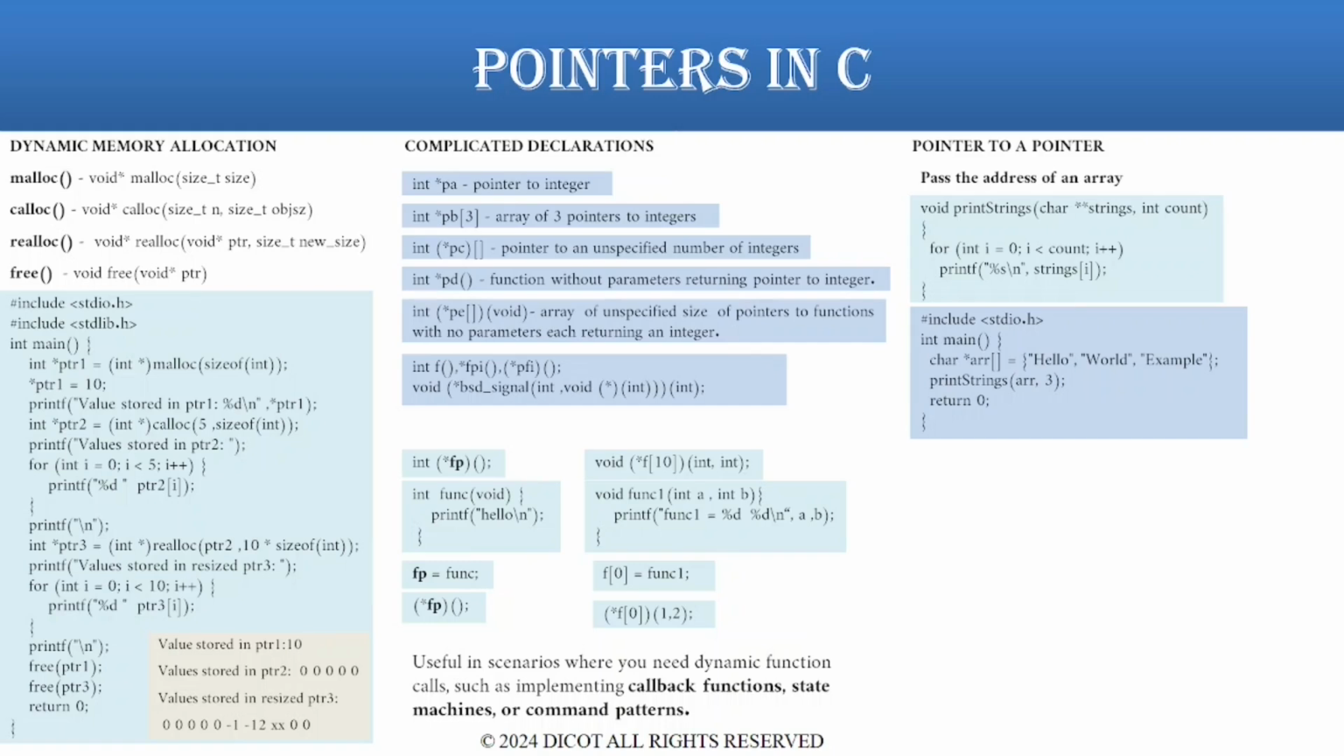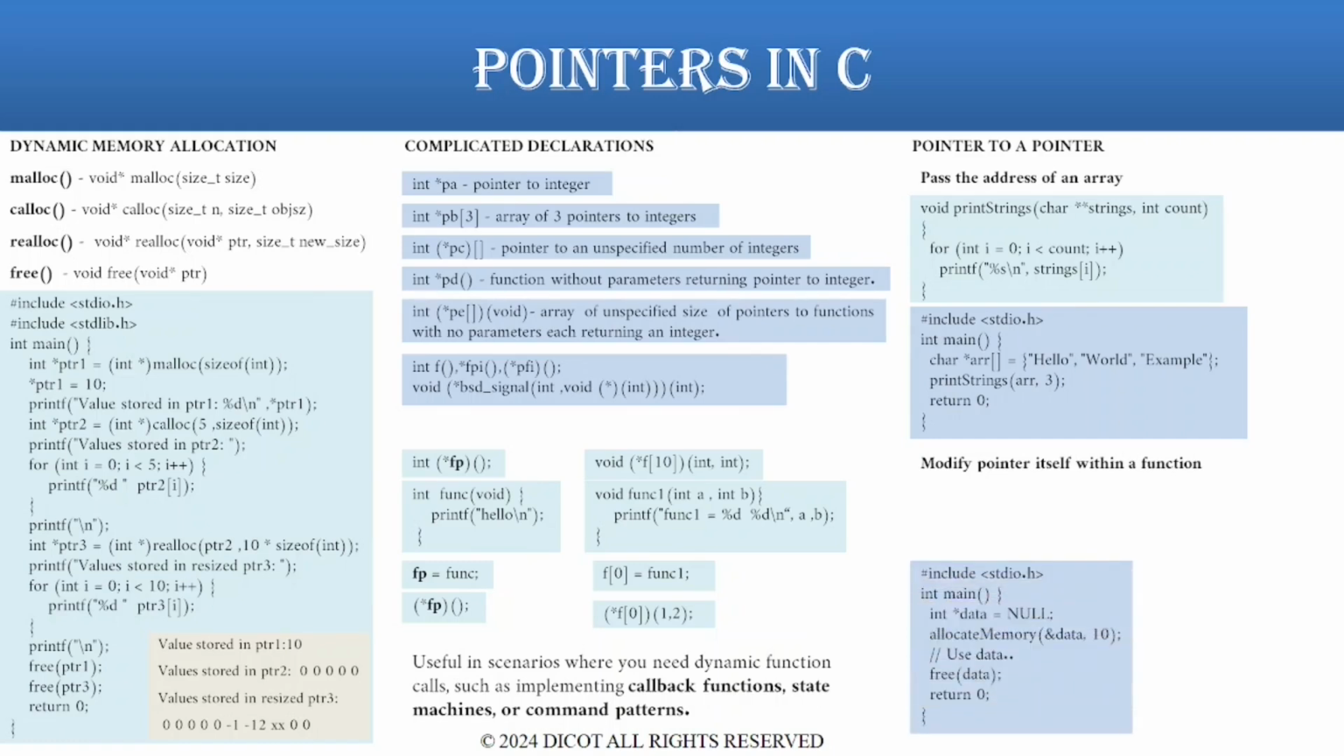So another use case is to modify the pointer itself within a function. Say when you need a function to modify a pointer itself, you can use a pointer to a pointer. This is often used in situations where you need to allocate memory or modify the pointer address within the function. Now let's try to understand this example. In the function main, the pointer data is initially set to null. This ensures that the pointer is not pointing to any garbage memory before allocation. Memory allocation: main wants to allocate memory using a function.